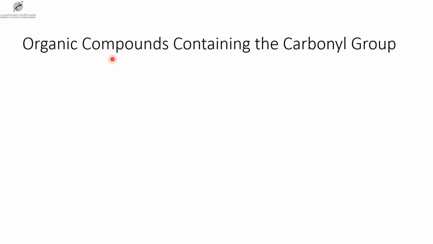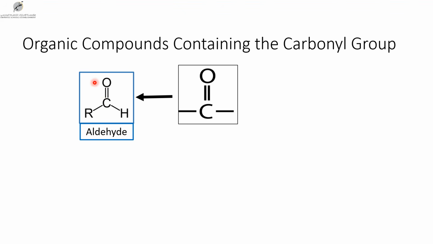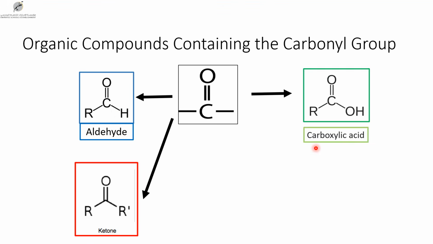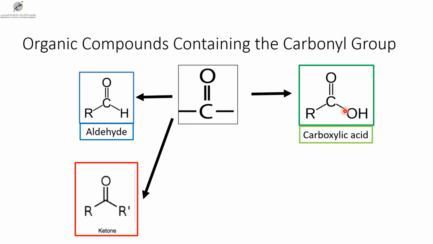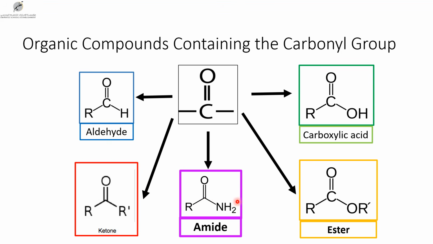How many compounds have this group? The first one is aldehyde. Look. The second one is ketone. The only difference here is that you remove H and you put R. And then you have carboxylic acids. Okay. The H here, we'll just add an O to it. You have a hydroxyl group. And then you have an ester, where you remove this H and you put another R dash here. And finally, you have an amide, where you put an amino group instead of the OR. So you put NH2.